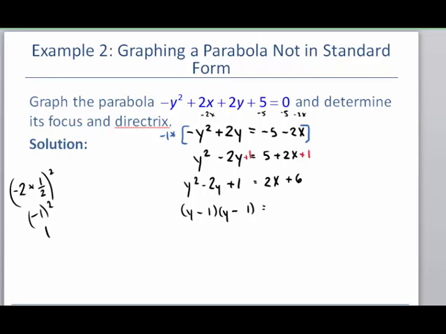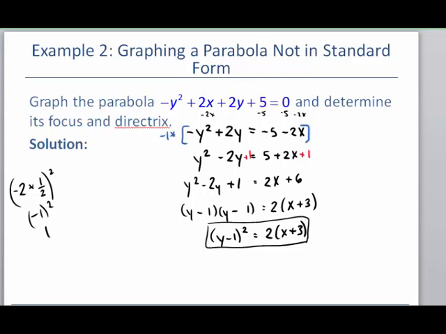And over here, I'm going to go ahead and pull my 2 to the front. So taking a 2 out of the 2x just leaves me an x. Taking a 2 out of 6 leaves me a 3. So I have (y minus 1) squared is equal to 2 times (x plus 3). And this is the standard form of the equation for our parabola.